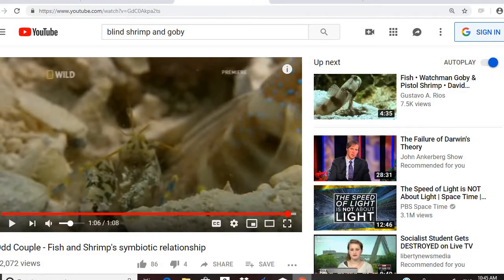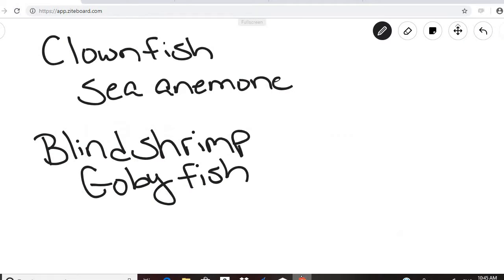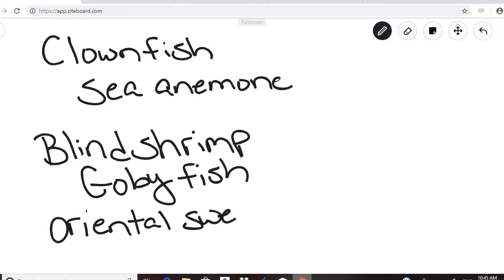Okay, so that is the relationship between the shrimp, the blind shrimp, and the goby fish. And then the last one that we will look at is the relationship between the Oriental sweetlip, which is a type of fish, and a fish that is called a blue wrasse.